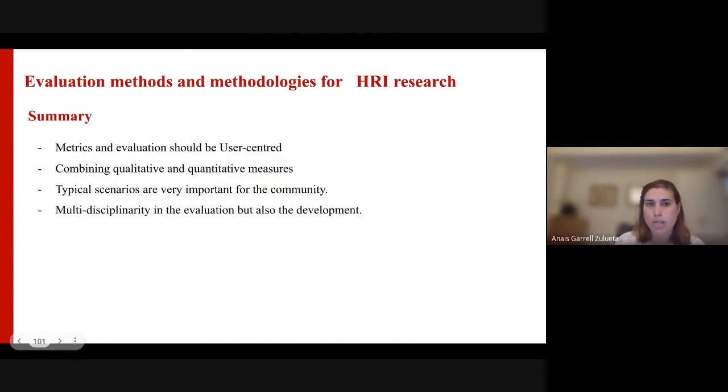So just as a summary, metrics and evaluation should be user-centered. Our focus is just taking care of humans, not robots. We are assuming that the robot is robust, super intelligent, and is performing the task properly. We have to combine qualitative and quantitative measures, and typical scenarios are very important for the community. For instance, if I have a robot working in a hospital, I don't know, taking care of sick people, I have to make my experimentation there, with those participants.